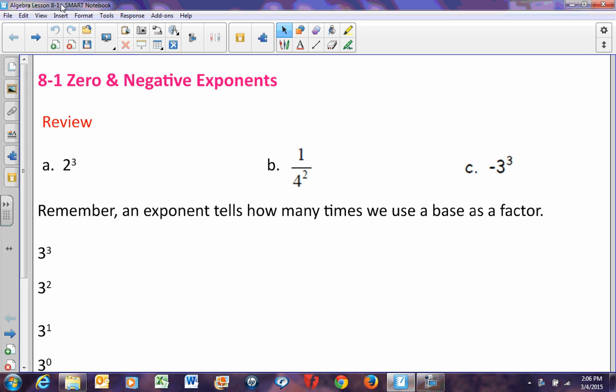Algebra Lesson 8-1, 0 and negative exponents. Let's review exponents for just a moment. If you remember, an exponent tells you how many times to use the base as a factor.